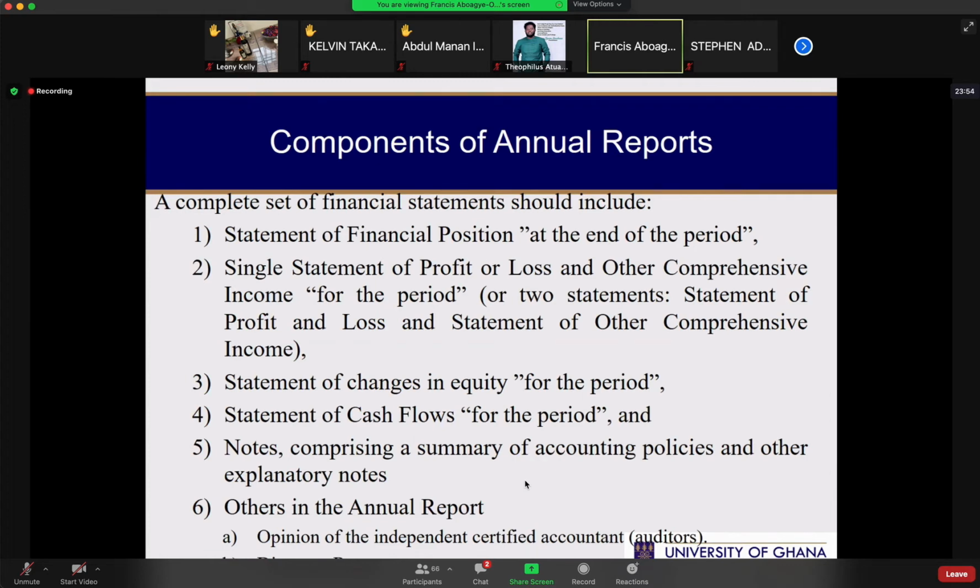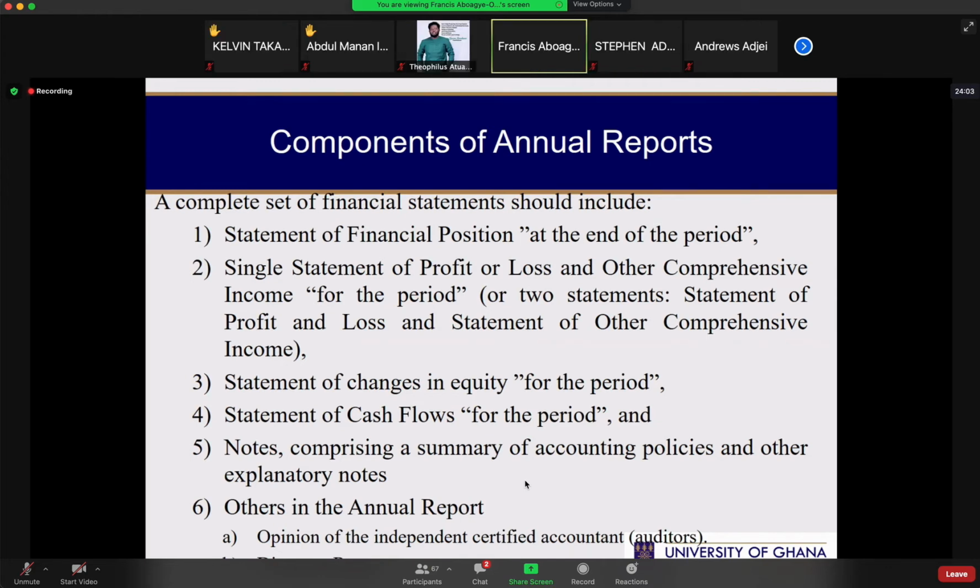Now, let's understand that, and as I mentioned over and over again, the financial statement will come as part of the annual report.